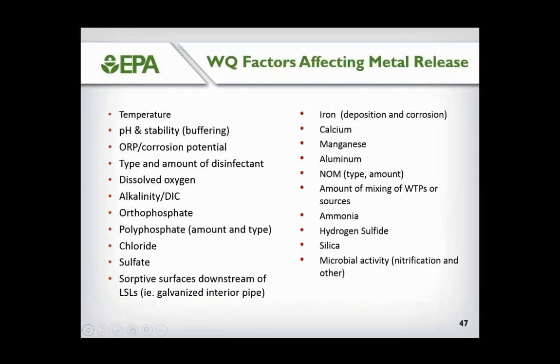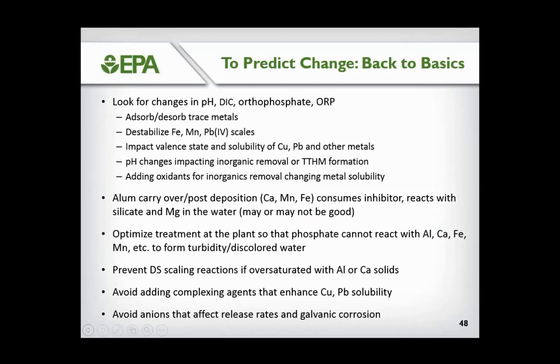And again, there are a lot of water quality factors. Suffice it to say that many, many things that you wouldn't necessarily think of can seriously impact lead or copper release. So if you want to predict the changes, you really should go back to the basics. Look for anything that changes pH, DIC, orthophosphate, or ORP, things that would affect the valence states of these, or the deposition or dissolution of scales.